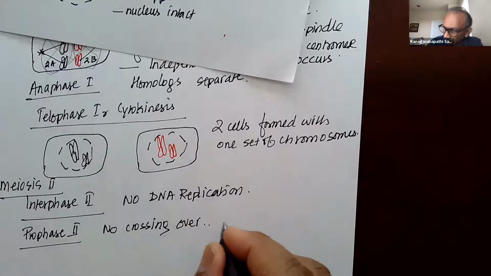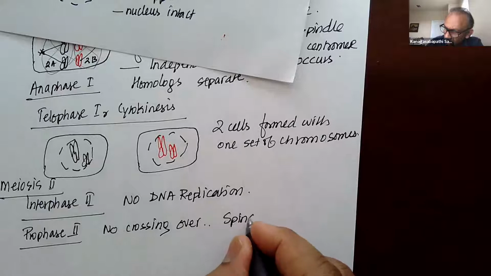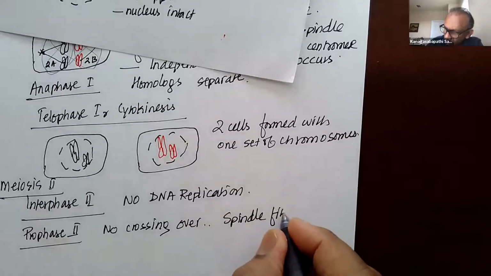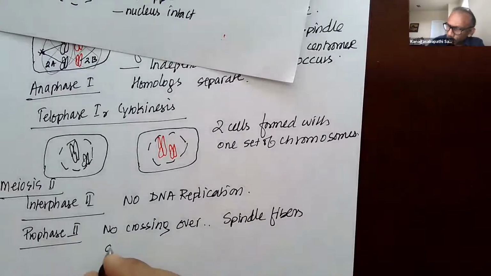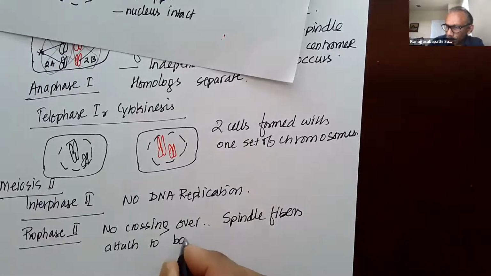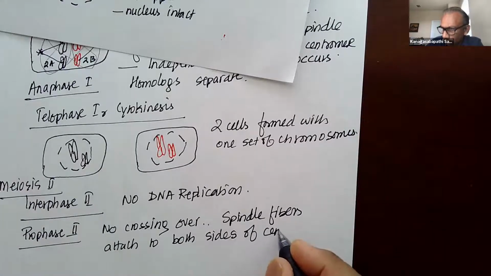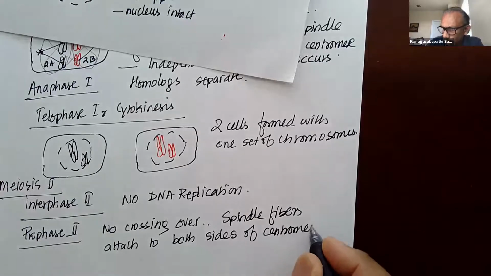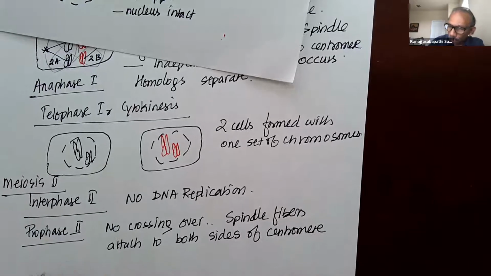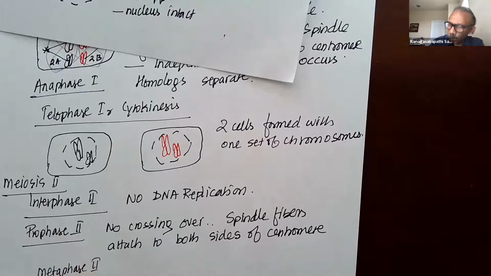but the spindle fibers attach to both sides of the centromere here. So now the chromatids are going to separate at the centromere, and the nuclear envelope will disassemble. In metaphase 2, this is another thing to understand.